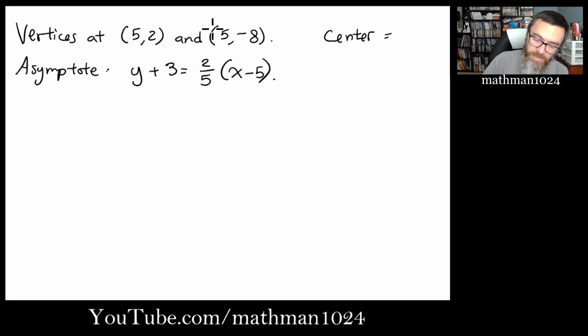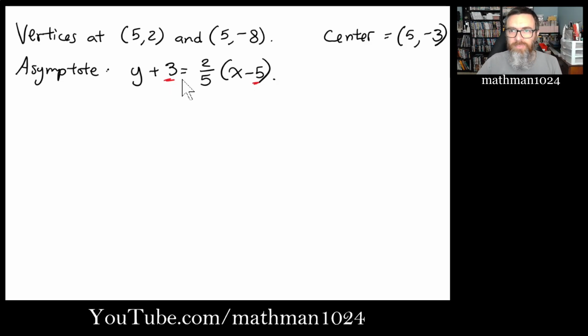would have to be the midpoint between these. So the average of 5 and 5 is 5, and the average of 2 and -8: 2 plus -8 is -6, half of that is -3. And you can see how the 5 and the -3 are right there in the asymptote.